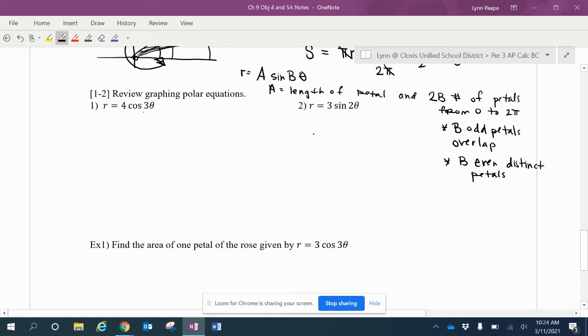If we look here, this is 3 theta, right? So there really are 6 petals, but 3 are on top of 3. We would only see 3 petals, so we would draw out only 3 petals, because the other 3 petals would be in exactly the same location, on top of each other. That's because 3 is odd. Here we have 2 theta, which means we would have 4 petals because 2 is even, so we would draw out all 4 petals.